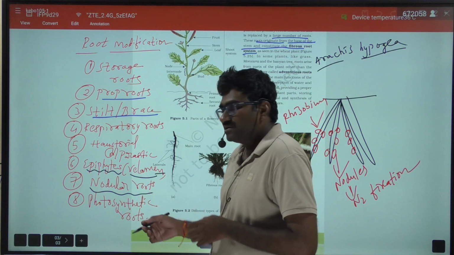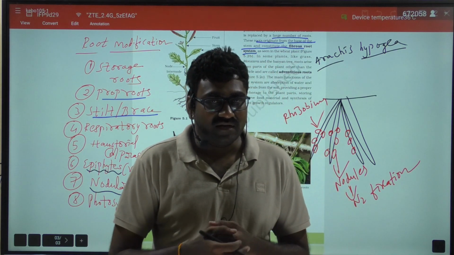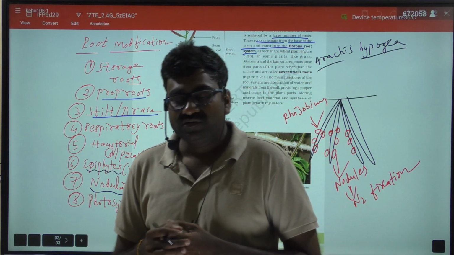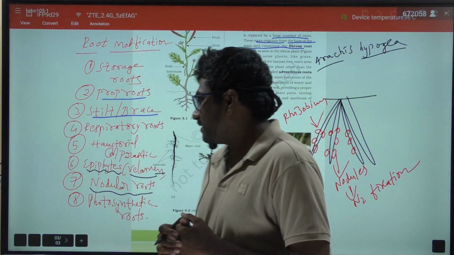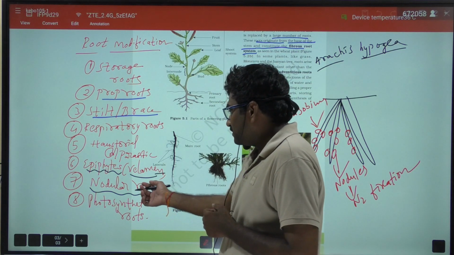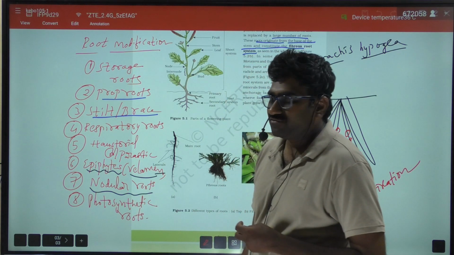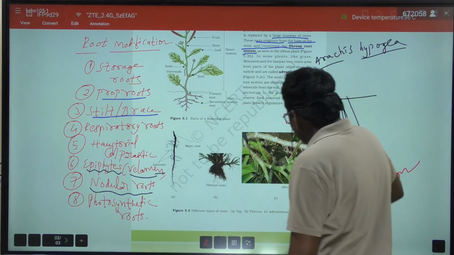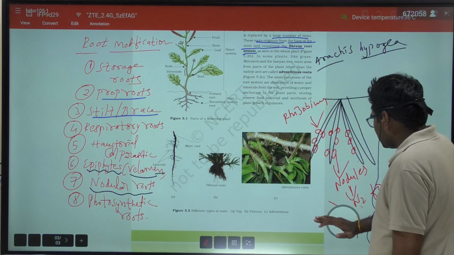And nodular roots, with the help of Rhizobium bacteria that live in the root nodules of groundnut, help in nitrogen fixation. Then photosynthetic roots perform photosynthesis, example Taeniophyllum, right. So this is about the root modification.